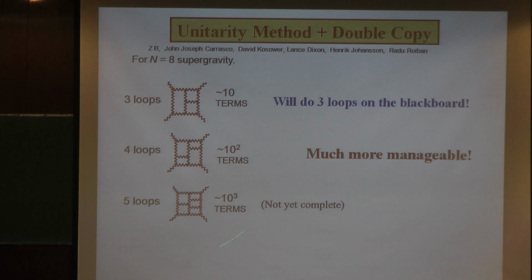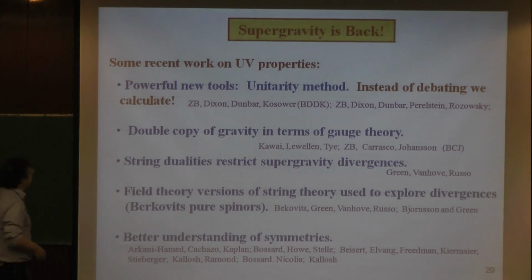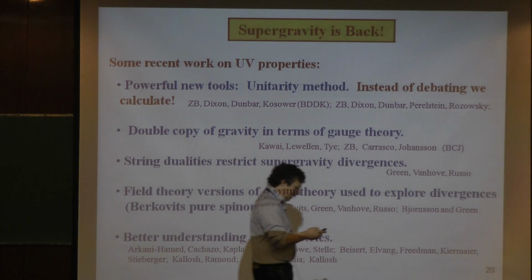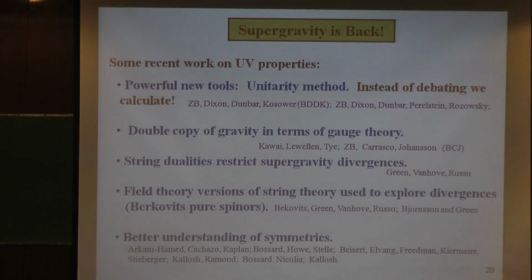And then 5 loops, this is more complicated. There's about 1,000 of these types of diagrams, so there's about 1,000,000 terms. That's more complicated, but 1,000,000 we can do on the computer. Anyway, supergravity is back. So it's pretty clear there's something going on here, but the finiteness is still not clear.